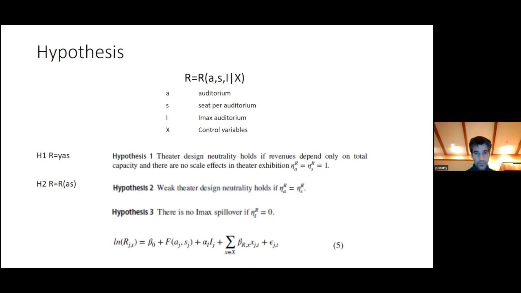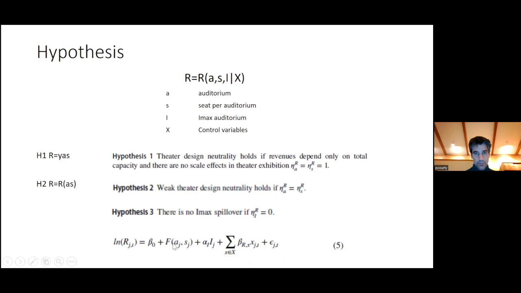And there's no IMAX spillover if basically having I equal to zero or I equal to one doesn't matter. So that's going to be our main hypothesis, right? No IMAX spillover, meaning that having an IMAX doesn't influence the revenue of the non-IMAX auditorium. So we're going to investigate this.